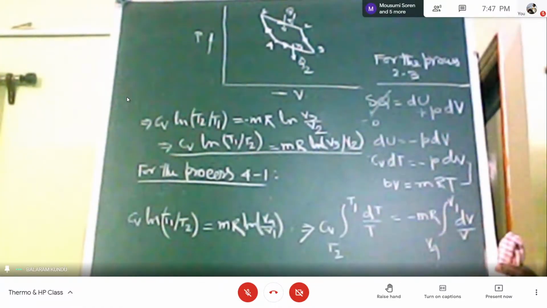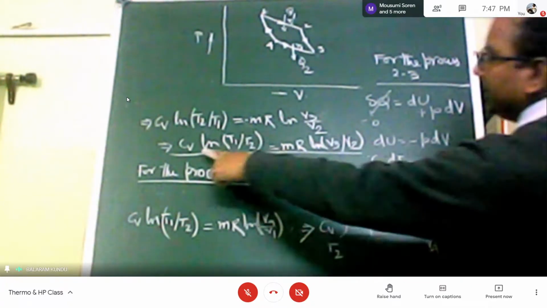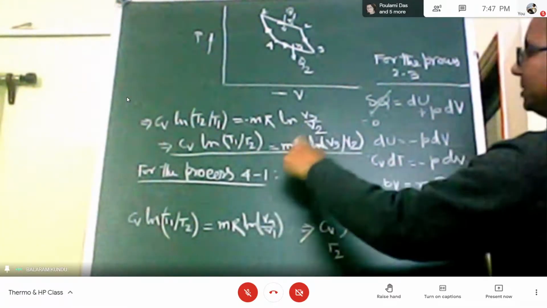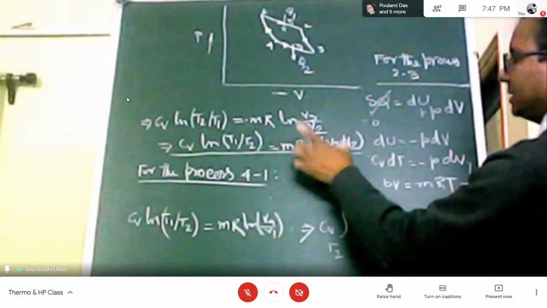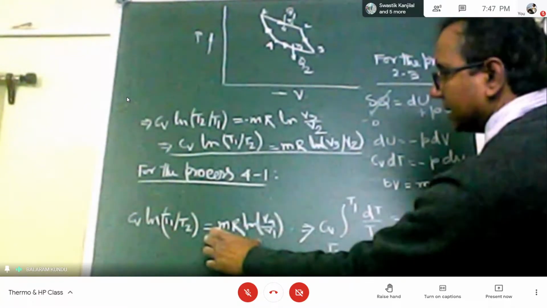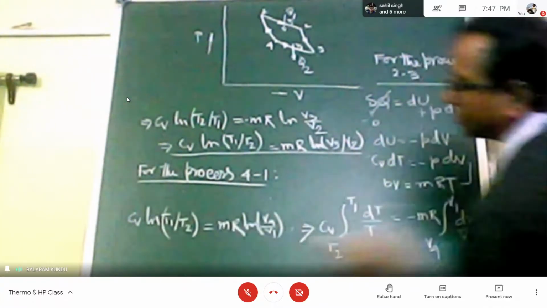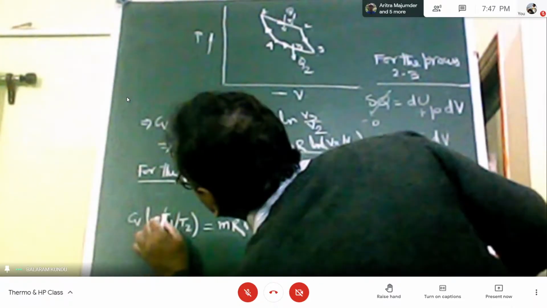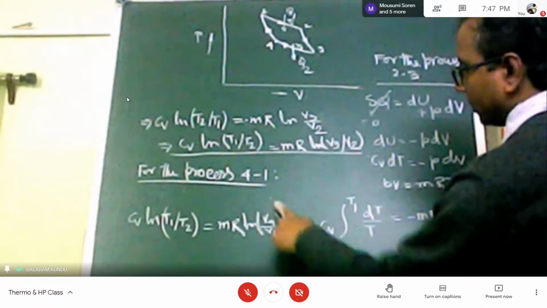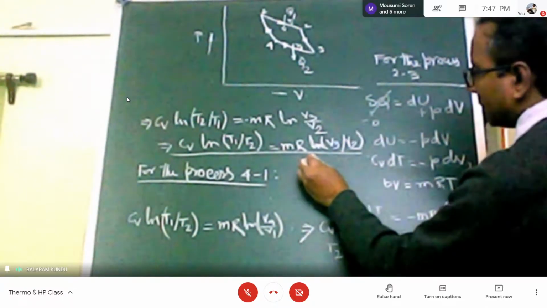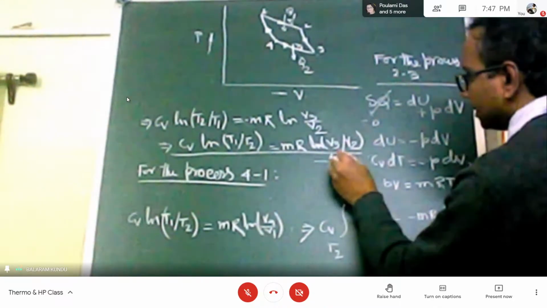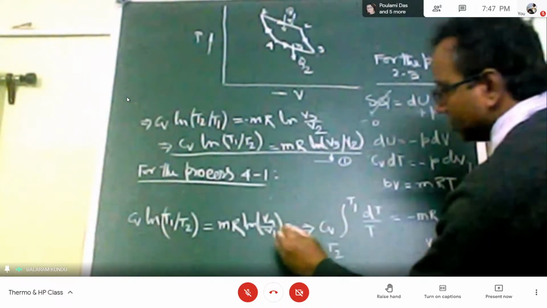Okay. So that means we have already obtained Cv ln T1 by T2 is equal to nR ln V3 by V2. So this expression has already been derived. And for another process, another expression has been obtained, Cv ln T1 by T2 should be equal to nR ln V4 by V1. So therefore, we just concentrate on these two equations. Suppose this equation is 1 and this is 2.